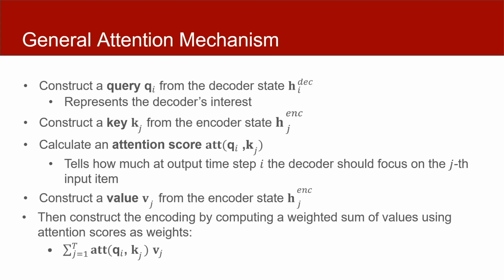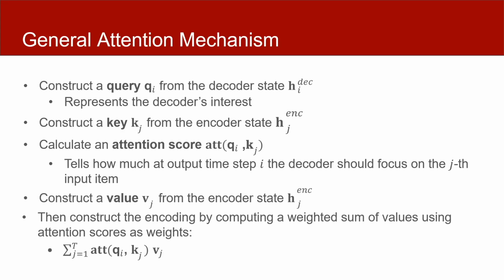So from this, we can construct our general attention mechanism. First, we construct a query Qi from decoder state Hi. So the Hi is the current decoder state, and the query represents the decoder's current interest. And then we construct a key Kj from the encoder state Hj for each input time step j. And then we calculate the attention score using the query and the key, for each time step in the input. So this tells us how much at output time step i the decoder should focus on the jth input.